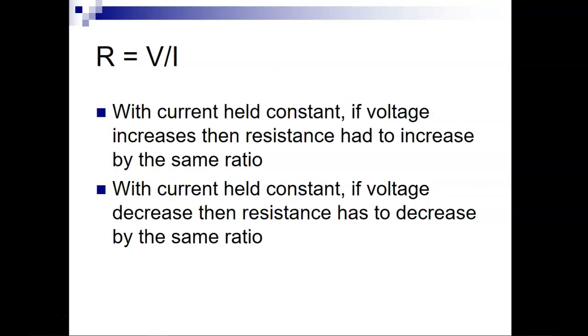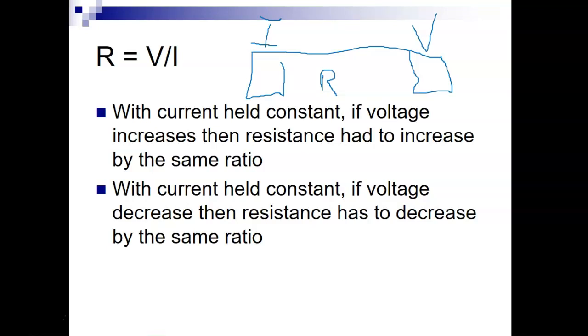So if I hold resistance constant, again, it becomes true. When you increase voltage, you're going to increase your current by the same factor. So if I double voltage, I double current. If I halve my current, I halve my voltage. Does that make sense? Because you want to keep these balanced.